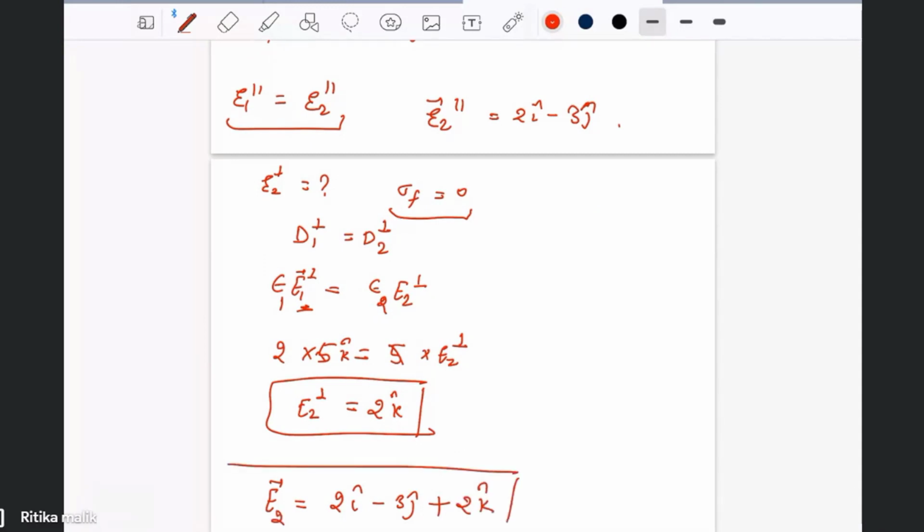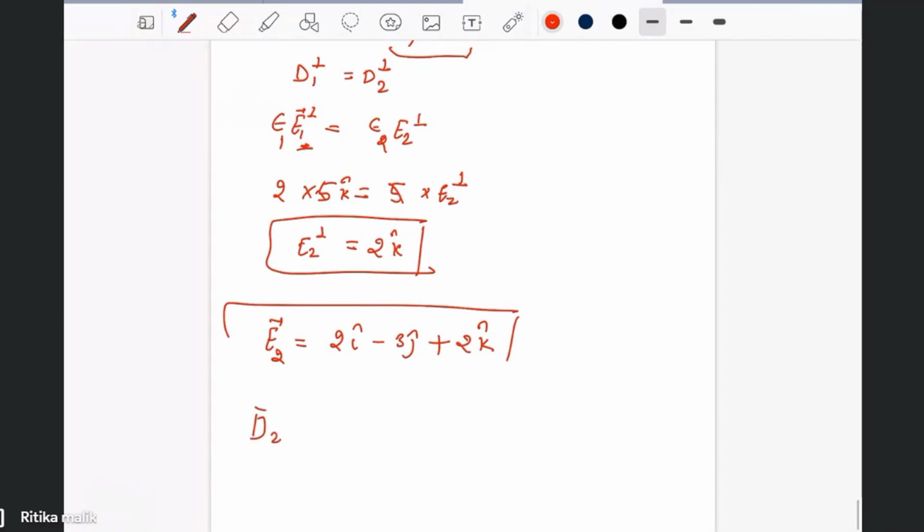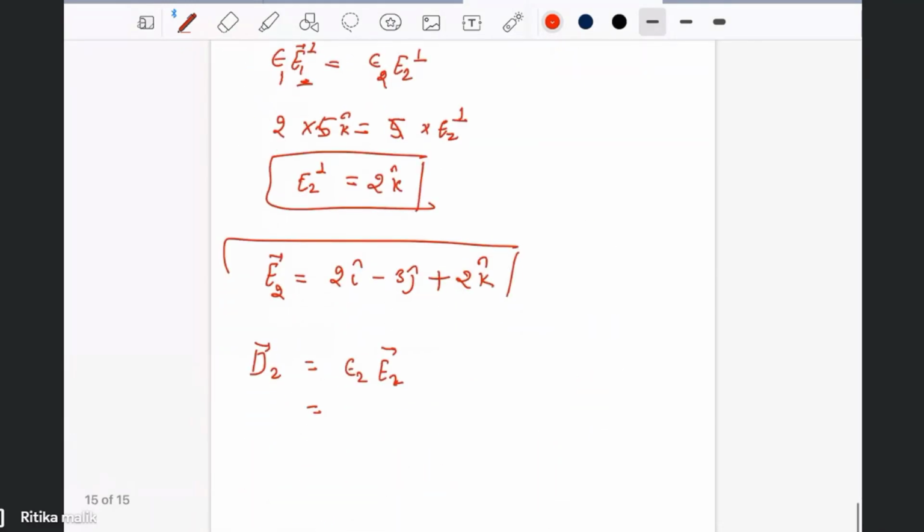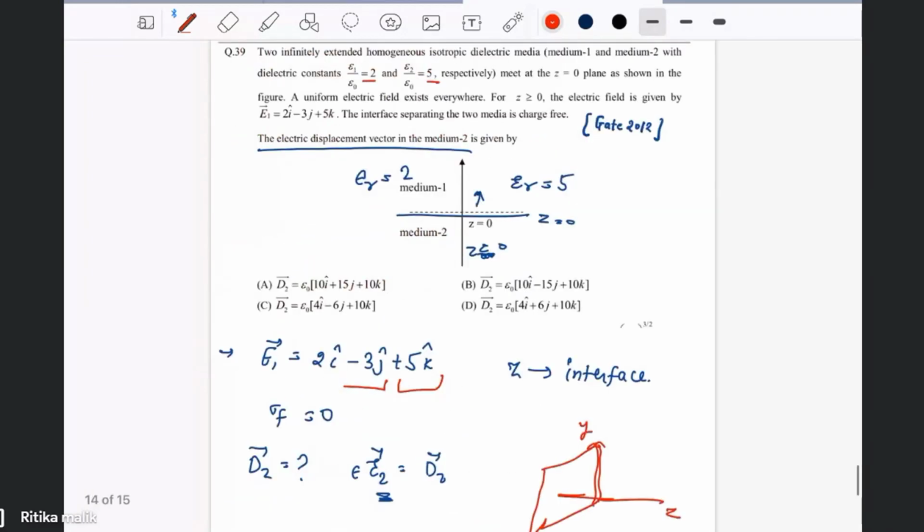We have to find D2 vector, which is epsilon 2 times E2 vector. Epsilon 2 is 5, so we multiply by 5: 5 times (2i minus 3j plus 2k) becomes 10i minus 15j plus 10k. So this is the answer.